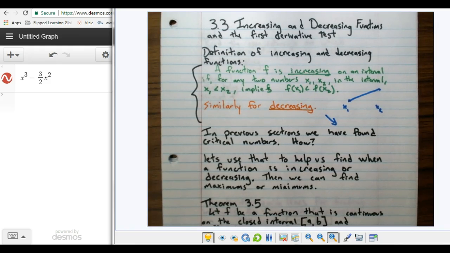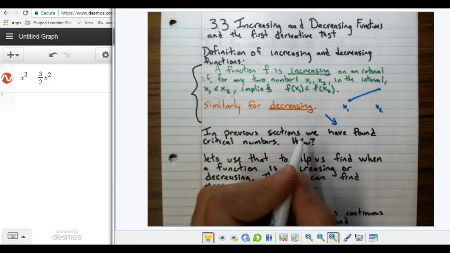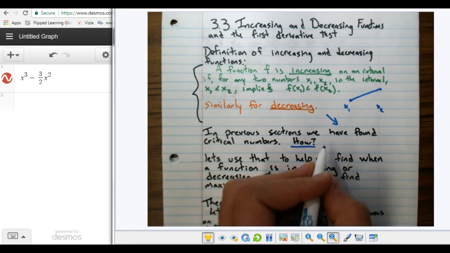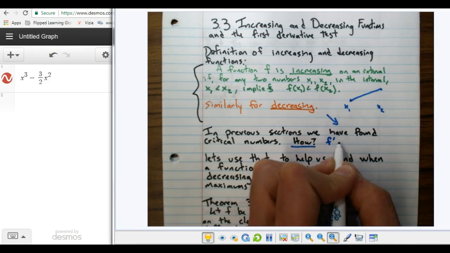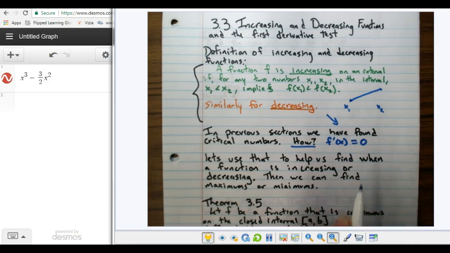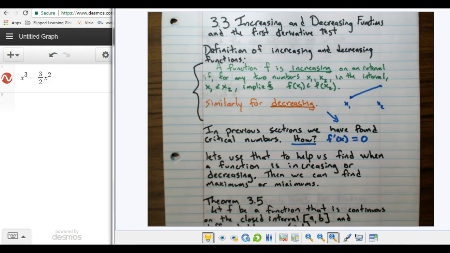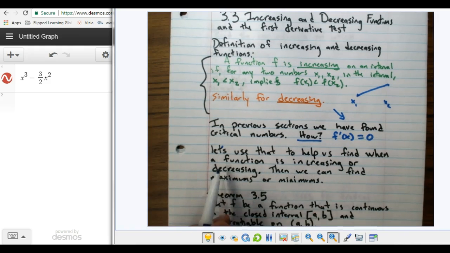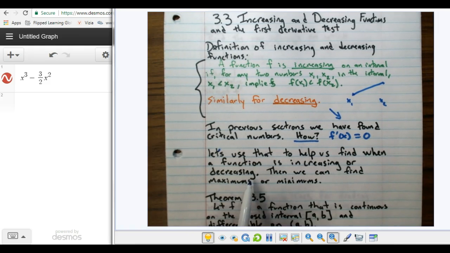Okay, so in previous sections we found critical numbers. How did we find critical numbers? Well, if you remember, we found f prime of x, and we set it equal to 0, and then we solved for x. Okay, good. So let's use that same idea to help us find when a function is increasing or decreasing. Then we can find minimums or maximums.